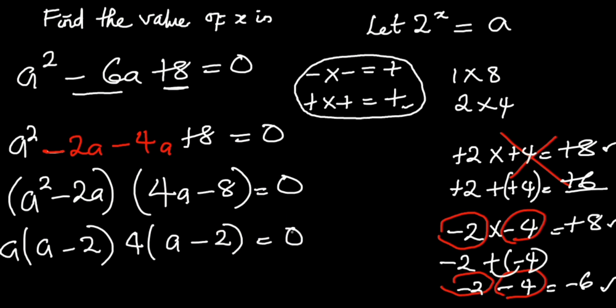And how do you know you're on track if you're solving factorization? If you're factorizing a quadratic equation, what is in this bracket must be the same in this bracket, almost all the time. It helps you know that you're on track.